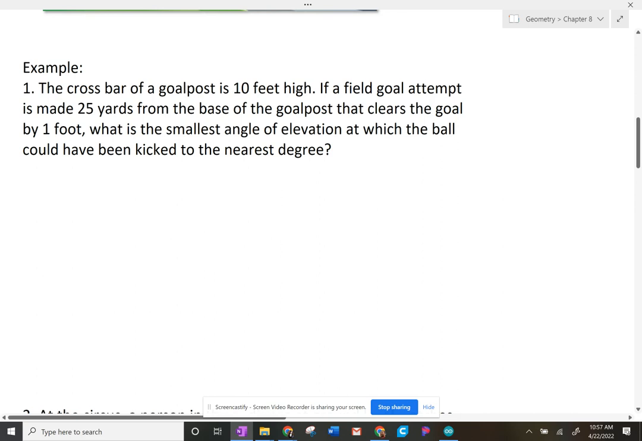Okay, so this one says, the crossbar of a goalpost is 10 feet high. If a field goal attempt is made 25 yards from the base of the goalpost and it clears the goal by 1 foot, what is the smallest angle of elevation at which the ball could have been kicked to the nearest degree? I'm going to draw this picture out.